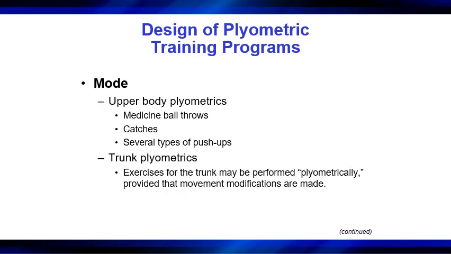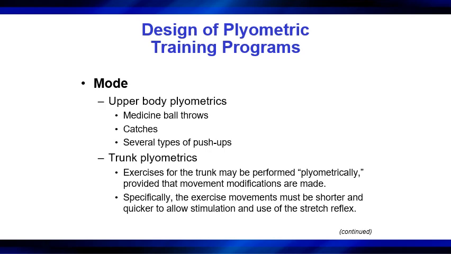When you look at trunk plyometrics, exercises for the trunk can be performed plyometrically, but modifications need to be made. You need to make sure that the exercise movements are shorter and allow for that stretch reflex. Very commonly, for instance, you'll see individuals go on a decline bench and do a sit-up and throw a medicine ball to somebody. Then that same person will throw the medicine ball back. They'll catch it, go back into the sit-up, and come back up.